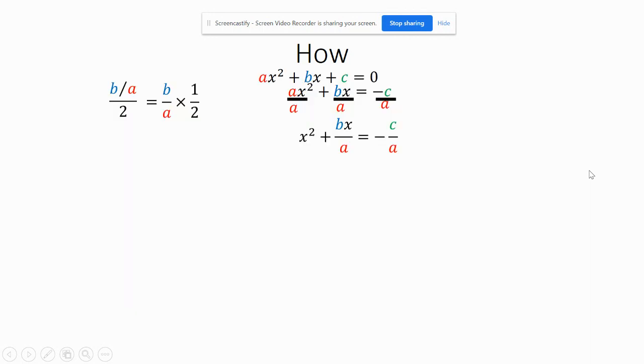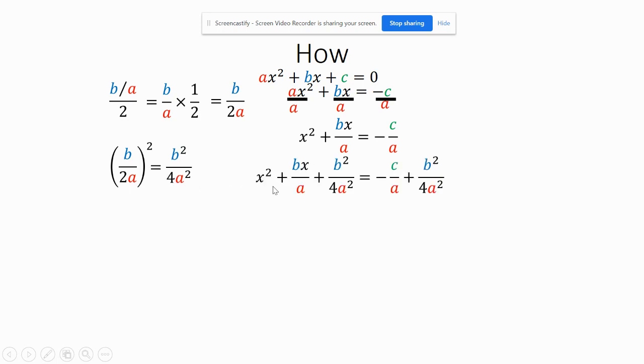And dividing it by 2, but you divide fractions by keeping the first one and flipping the second. So we'll take the b over a times the 1/2, and then have b over 2a, which you then square, which gives you b squared over 4a squared. So you would have x squared plus bx over a plus b squared over 4a squared equals minus c over a plus your b squared over 4a squared.